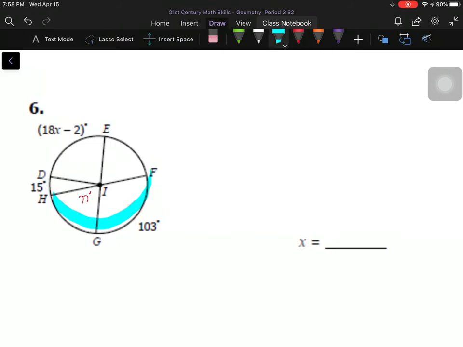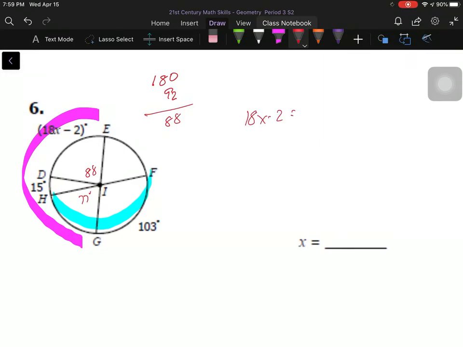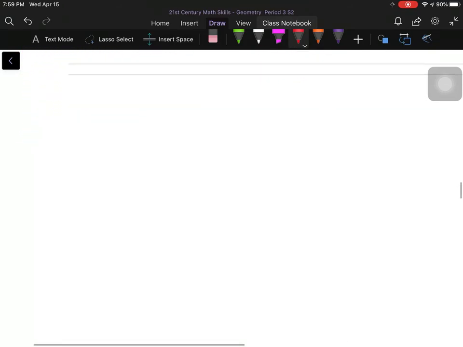Now I know this is 180. So 77 and 15 is 92. Take that away from 180, it's 88. So now I know my 18x minus 2 equals 88. So 18x equals 90. And x equals 5. Again, just going around the circle and figuring out which piece can I add up to 180. All the central angles are the same as the arcs that they intersect.